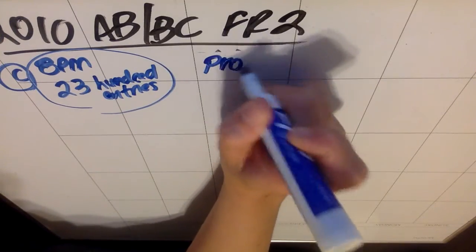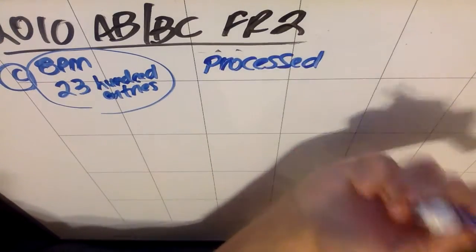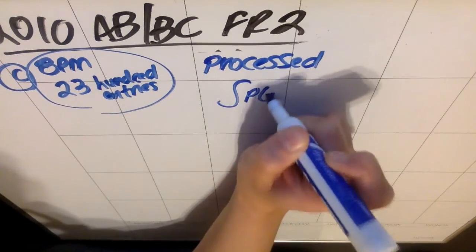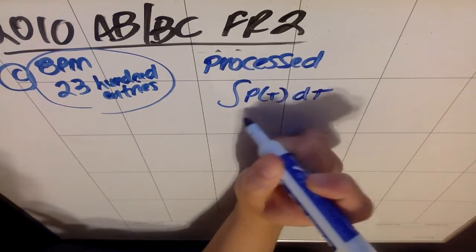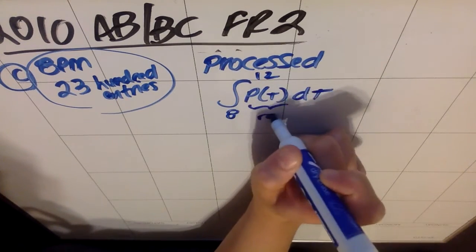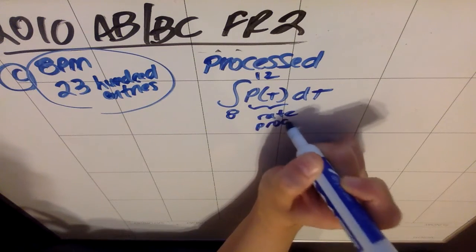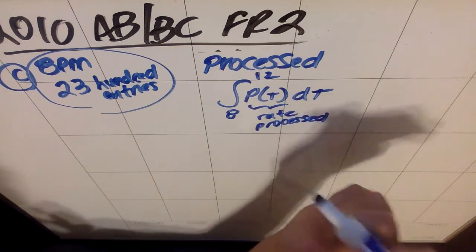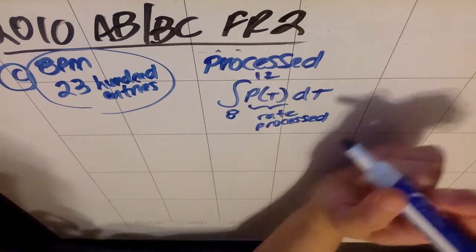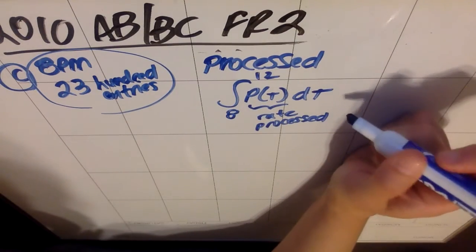The number that are processed, since p of t is the rate at which they're processed, then the integral of p of t is the number processed, from 8 p.m. to midnight. Because again, this is the rate that they're processed. If you want to find the number processed, you integrate the rate. So this is a thing you're going to make your calculator do. You're going to integrate p of t dt, and you're going to get a value.